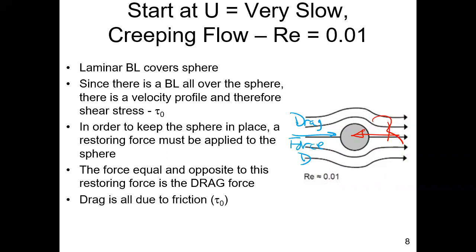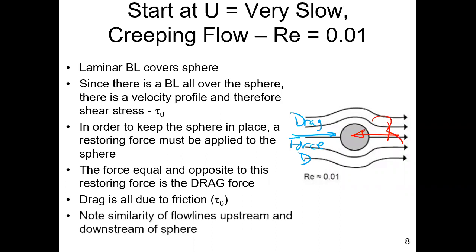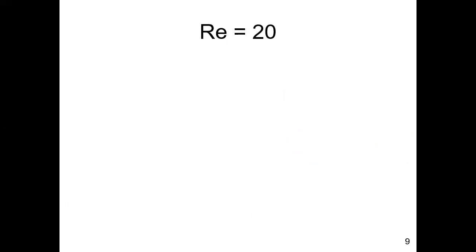So again, all of the drag on this sphere at this Reynolds number is due to frictional resistance. But wait, there's more. There is similarity or symmetry in these flow lines from upstream to downstream. That's actually pretty important. There's symmetry. So even though they may be spaced a little bit farther apart, since it's symmetrical, there's really no difference in pressure from the front to the back.